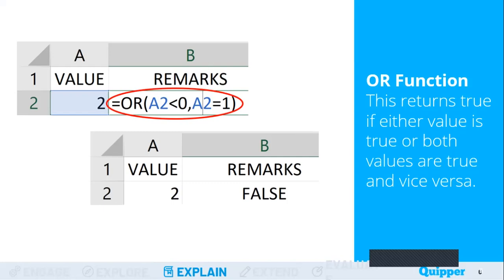We also have OR function. Ang OR function, this returns true if either value is true or both values are true and vice versa. Okay? So, ang OR sad nga function class is ang either siya, ang duha, both true. Either nilang duha tinuod or vice versa. If either value is true or both values are true. Either value is true. So, pwede siya false class and vice versa. True siya tanan, false siya tanan.